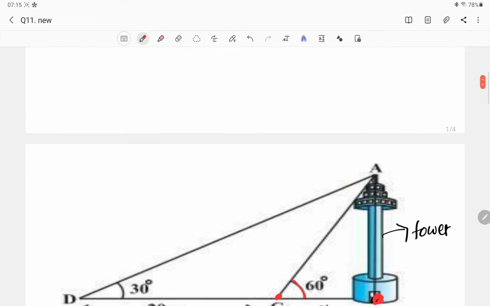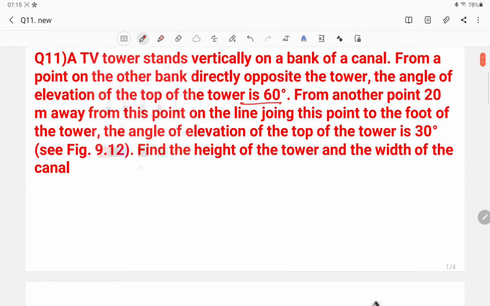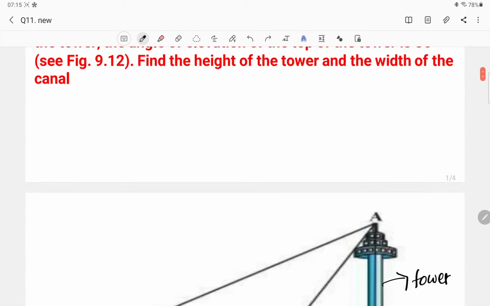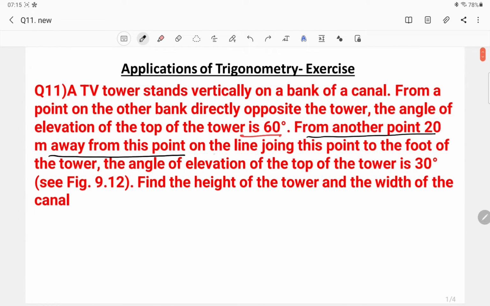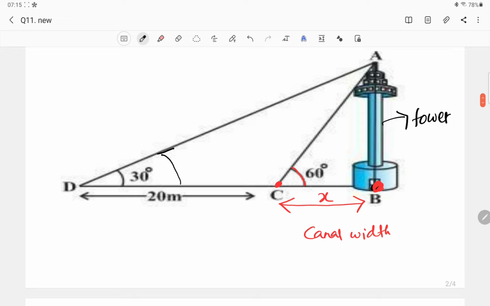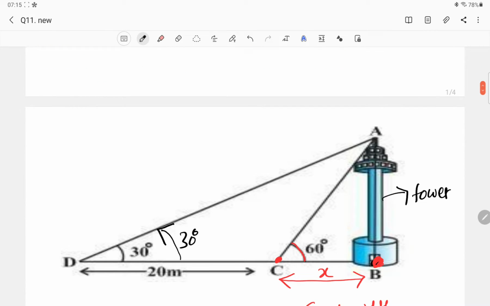Then afterwards, they have mentioned another point 20 meter away from this point. Okay, 20 meter away, here is a point. So this point D, one point 20 meter away on the line joining this point to the foot of the tower, the angle of elevation of the top of the tower is 30 degree. This angle is 30 degree they have mentioned. So that is written in the diagram also.